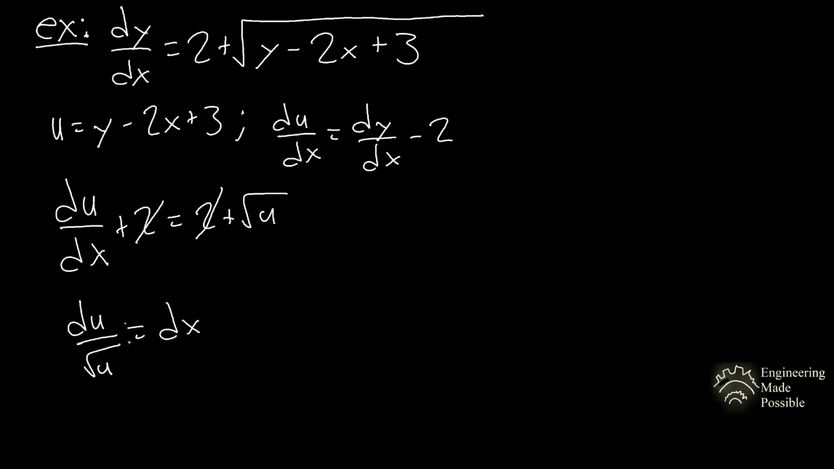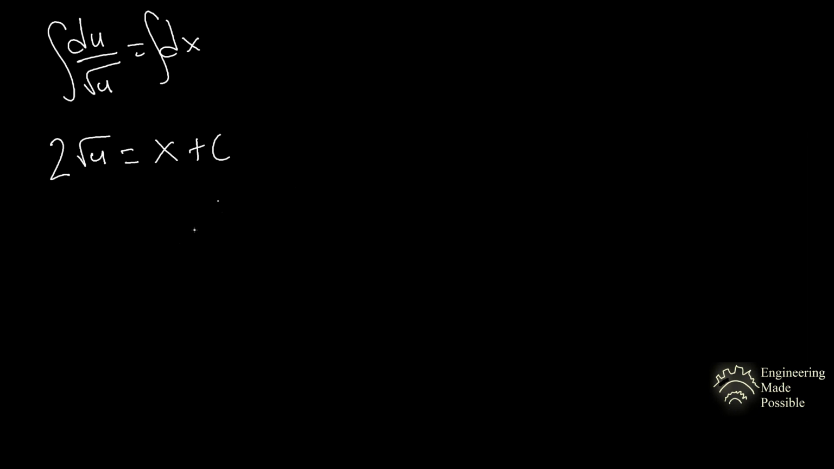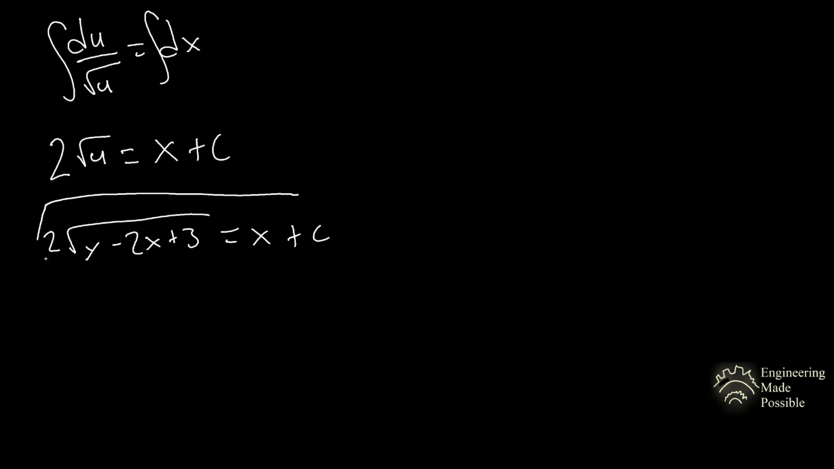From here you have du over square root of u is equal to dx, and from here you just integrate both sides and solve. And we have 2 times the square root of u is equal to x plus some arbitrary constant c, and we know what u is, so go ahead and plug it in. And you finally have 2 times the square root of y take away 2x plus 3 is equal to x plus your arbitrary constant. Of course, you could do your own algebraic manipulations and hopefully get y explicitly, but this is in fact your solution to the differential equation.